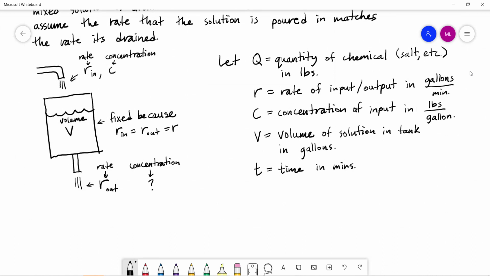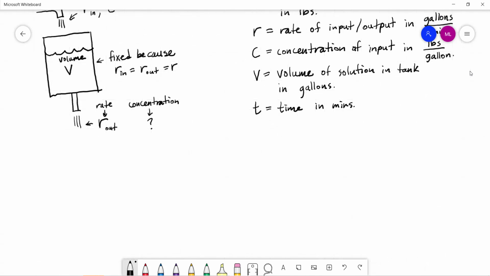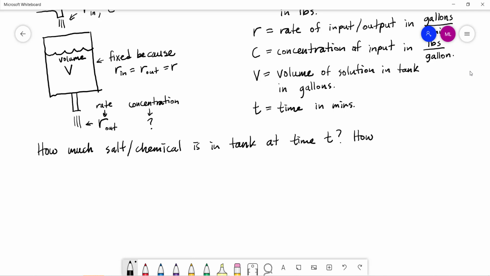The question is, we want to know how much salt or other chemical, whatever the chemical is, is in the tank at any given point in time. And ultimately, how quickly is that amount changing? How much salt or other chemical, whatever it is, in the tank at time t. And how quickly is that amount changing?